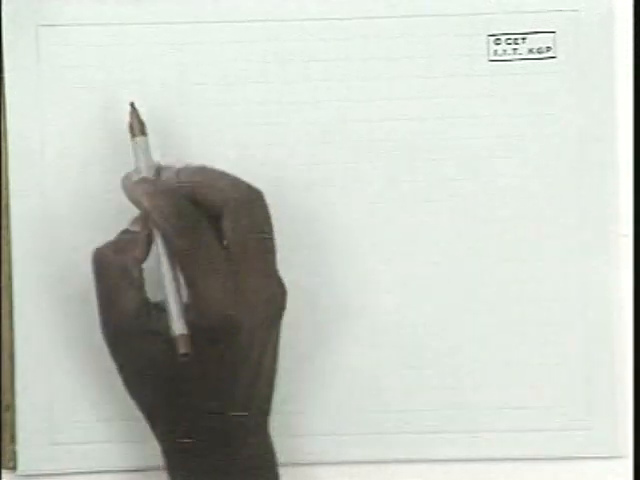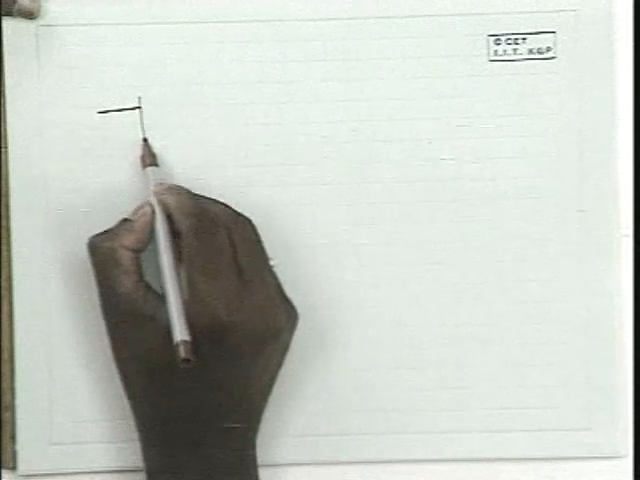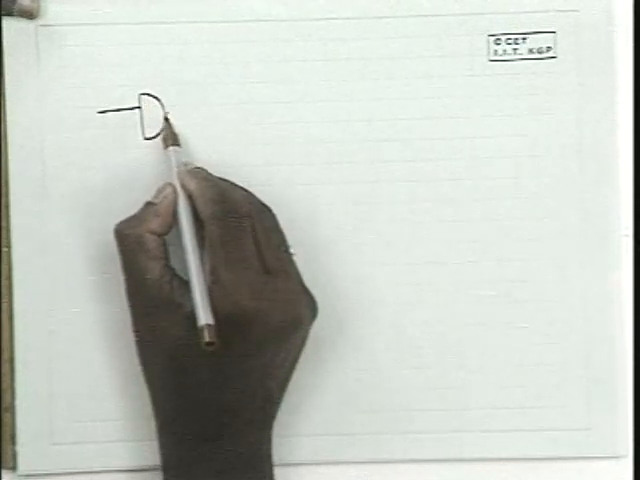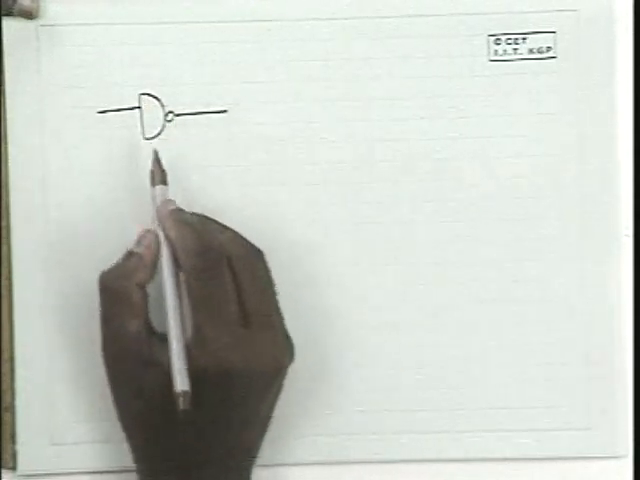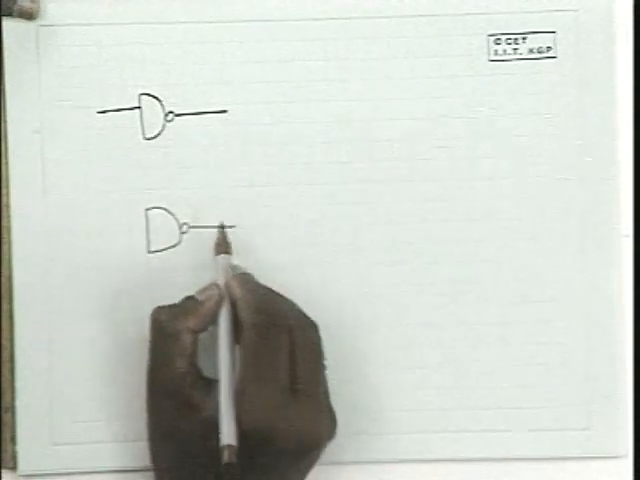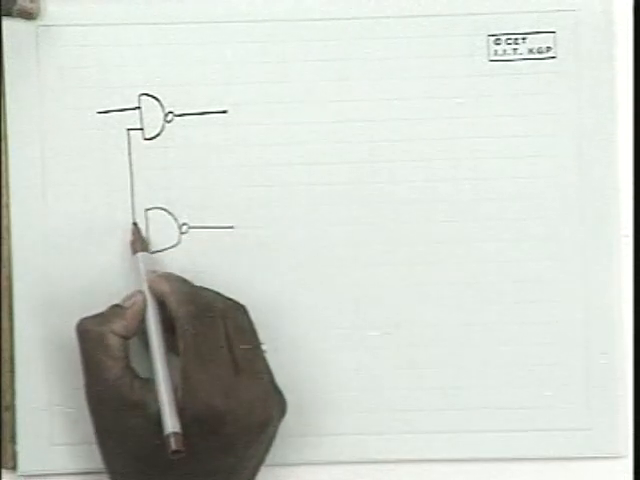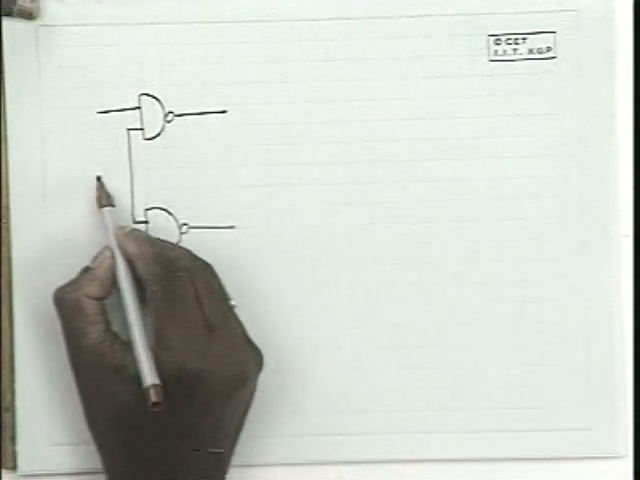Now let us discuss a clocked SR flip-flop. The circuit remains almost the same. The only thing is a clock control is added to the SR flip-flop which was discussed just now. So this is the clock input.